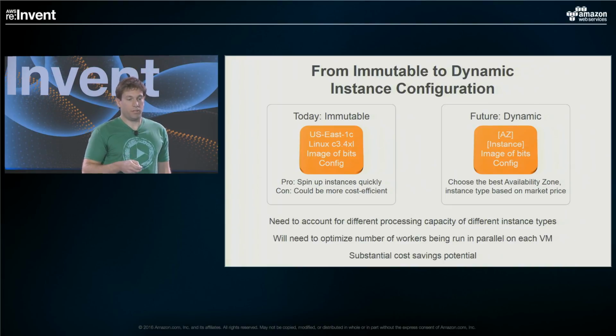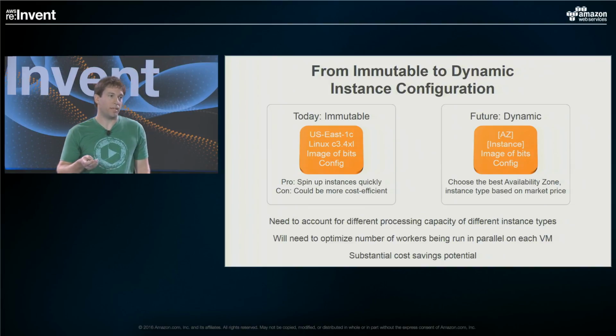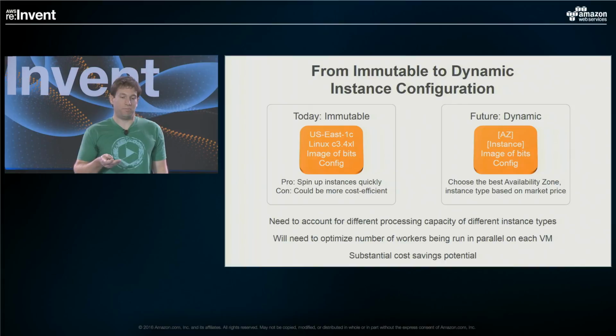So today we use immutable config. It's baked into the machine image, it turns on, and there's 3 or 4 workers sitting there ready to go. In the future, we need to be dynamic about that. So the machine comes up, it figures out what type of machine it is and how much capacity it has, and it runs a rubric and figures out what it should do.